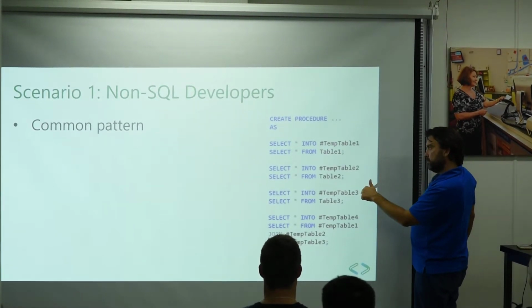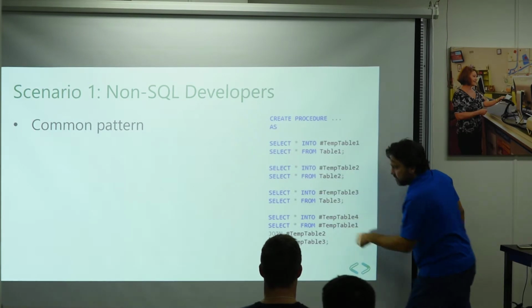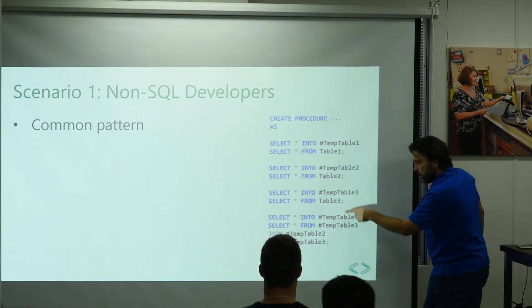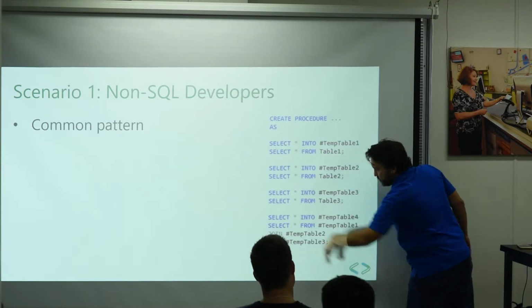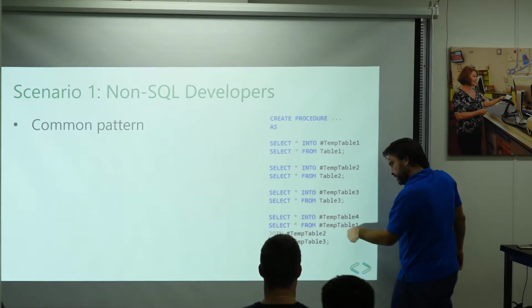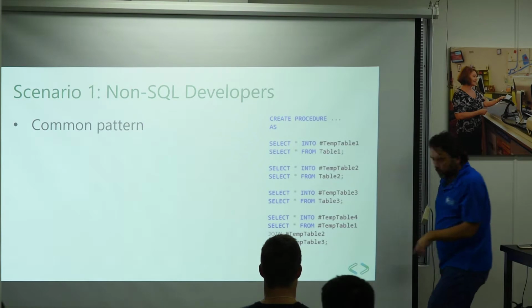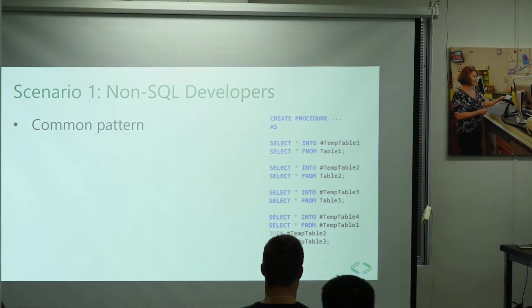Yeah, we get it. Sorry, I shouldn't have that. Okay. No, nobody said that in Melbourne. Okay, so you're doing a select into from table 1, from table 2, from table 3. Sorry, I shouldn't have that.